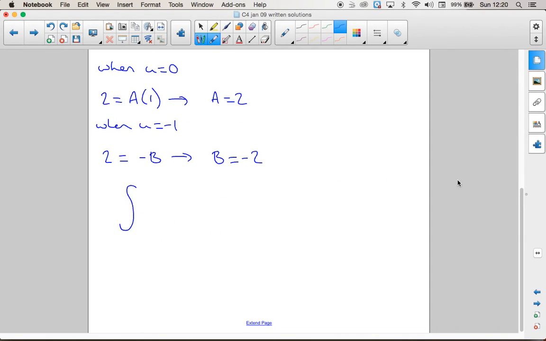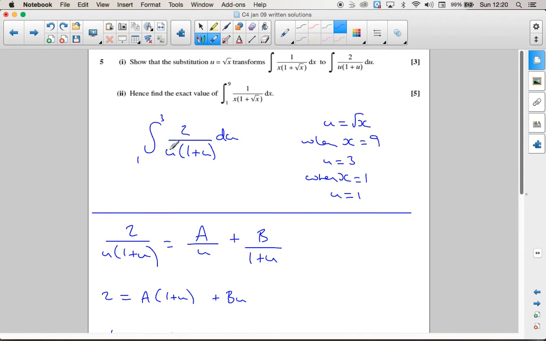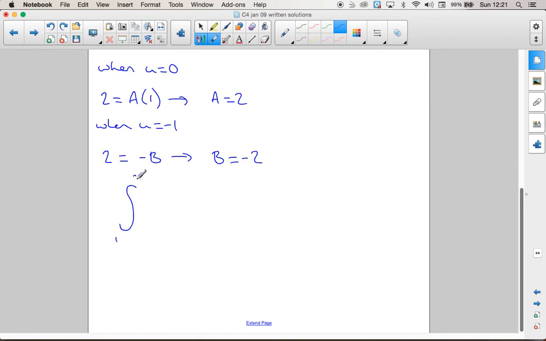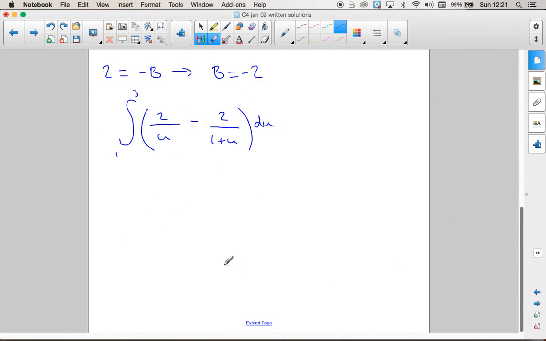So what we had before that we were trying to integrate, this 2 over u bracket 1 plus u between 1 and 3, can now be changed into 2 over u, take away 2 over 1 plus u, du. Now we can integrate this. The first term is going to be 2 ln u, and the second term is going to be 2 ln of 1 plus u. You would have to divide by the coefficient of this, but the coefficient of this is just 1, so it's still just 2 ln 1 plus u, and that's between 3 and 1.